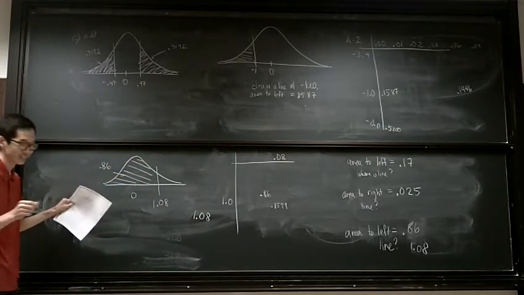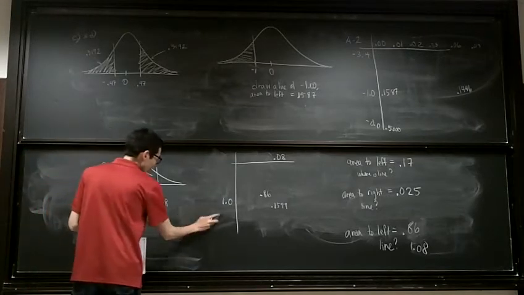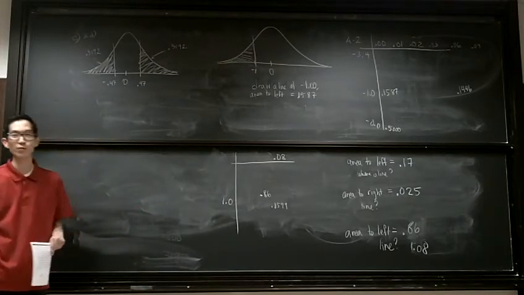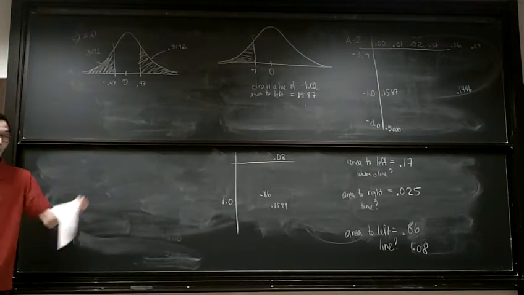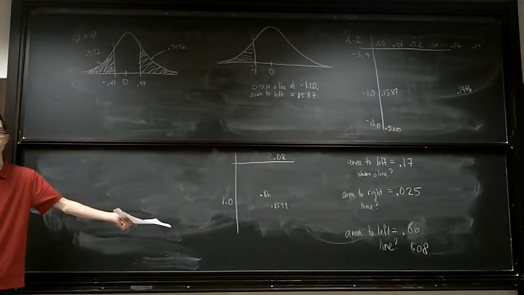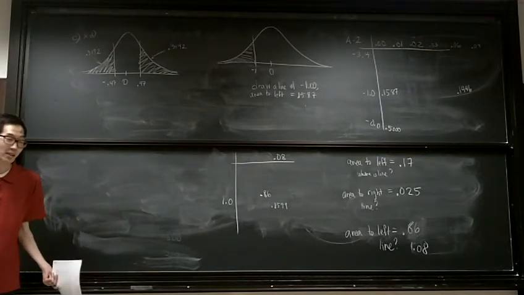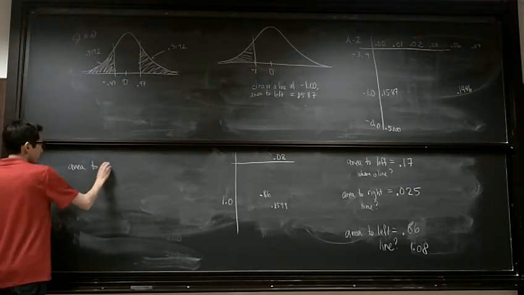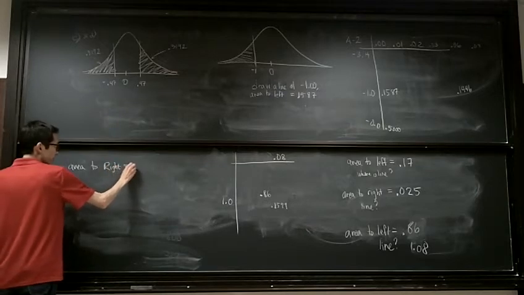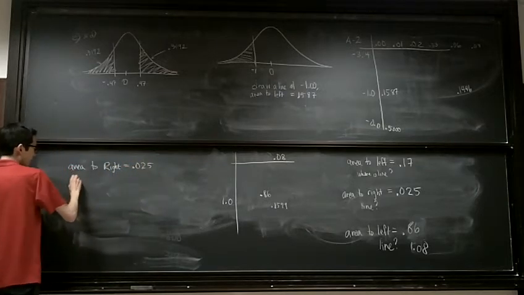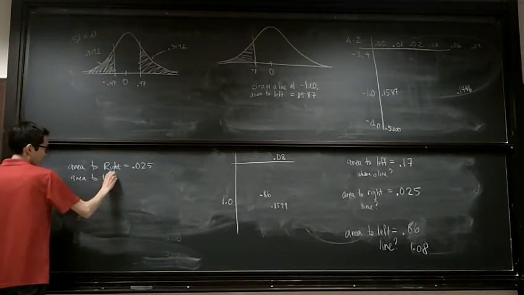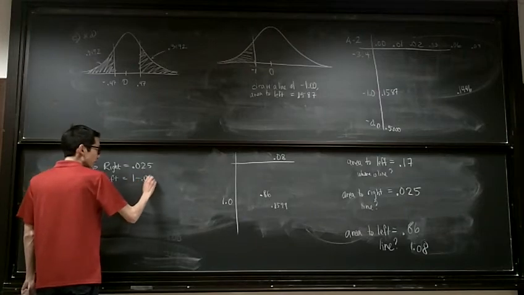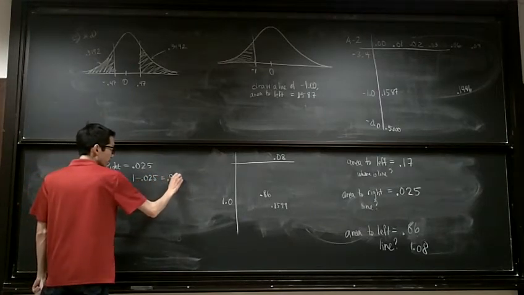Okay, the last one, or the middle one, I said the area to the right is 0.025. What do we have to do first? Find the area to the left. If the area to the right equals 0.025, then the area to the left is equal to 1 minus 0.025, and I get 0.975.